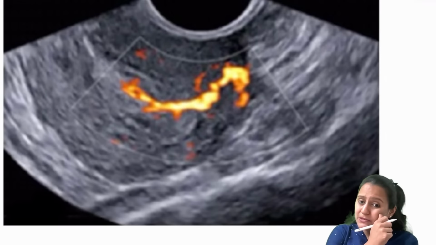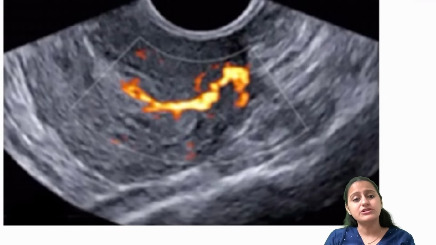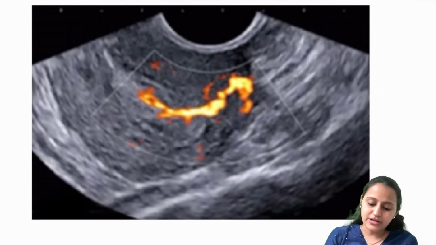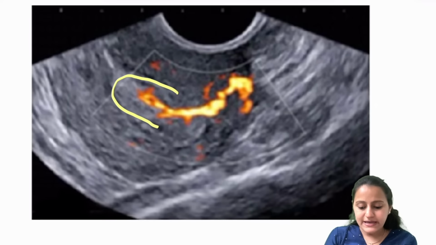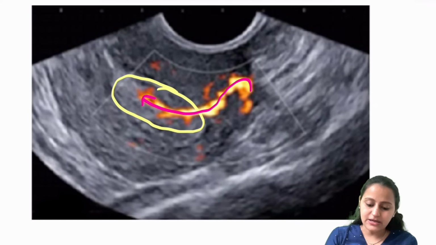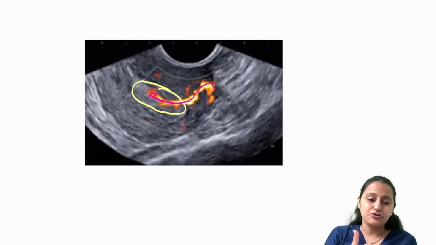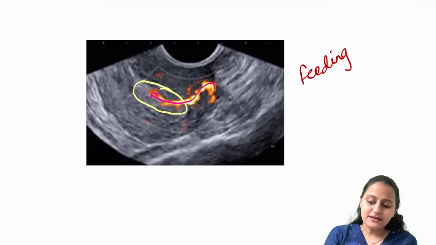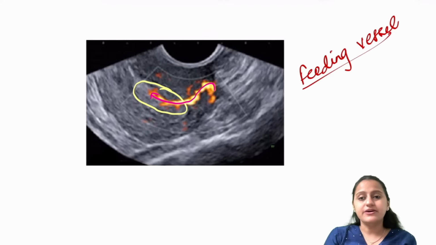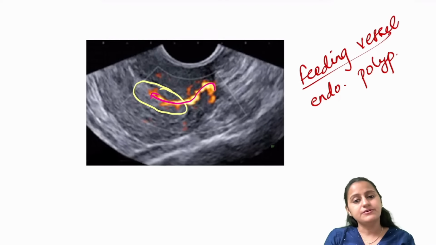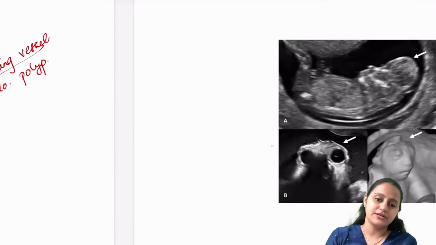This is also Doppler. Orange color वाला भी Doppler हो सकता है, जिसको बोलते हैं power Doppler. And to give you an orientation, in the uterus, this white area is the endometrium, and you are seeing a vessel going into the endometrium. So what does that indicate? There's a polyp in the endometrium which has this feeding vessel. Okay, so this is the feeding vessel sign. Okay, this is the feeding vessel sign of endometrial polyp. Okay, feeding vessel sign, endometrial polyp, very, very important.